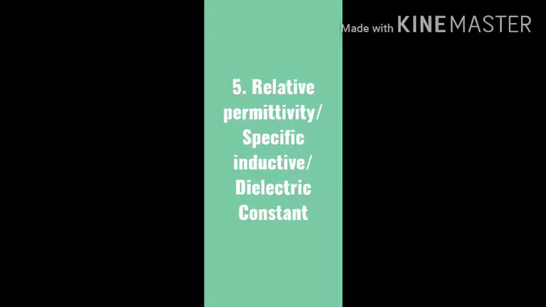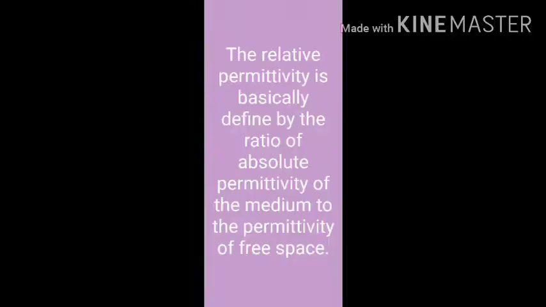The dielectric constant, or relative permittivity, or specific inductive capacity, is given by epsilon r is equal to epsilon by epsilon naught, where epsilon r is the relative permittivity, epsilon is the permittivity in a medium, and epsilon naught is the permittivity of free space. The relative permittivity is basically defined by the ratio of absolute permittivity of the medium to the permittivity of free space.